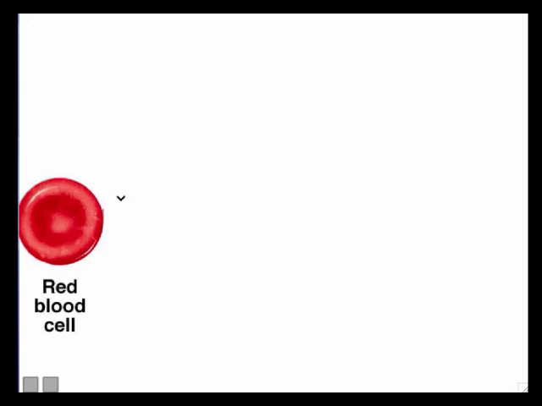Let's start with the oxygen. So to begin with, the oxygen is carried inside the red blood cells of the blood. The oxygen really is not in the plasma, it's not in the white blood cells, it's not in the platelets, it's carried inside the red blood cells. And that's really the only job of red blood cells, is to carry oxygen.